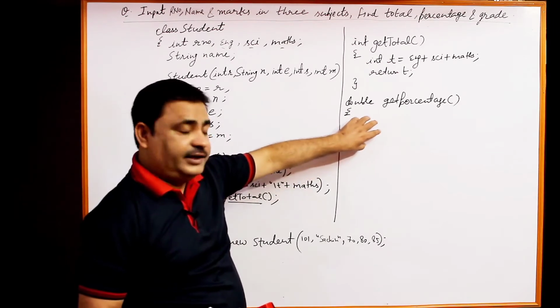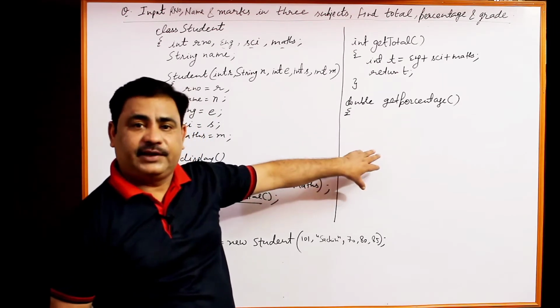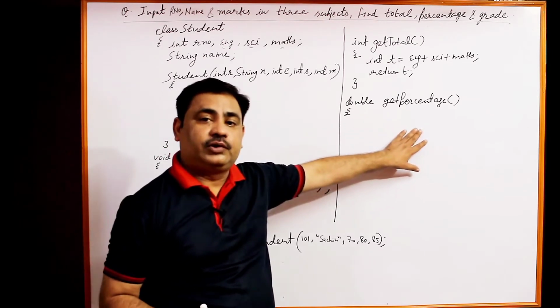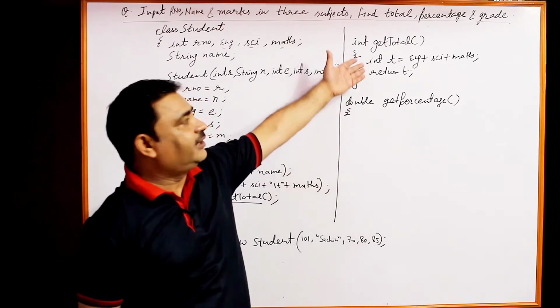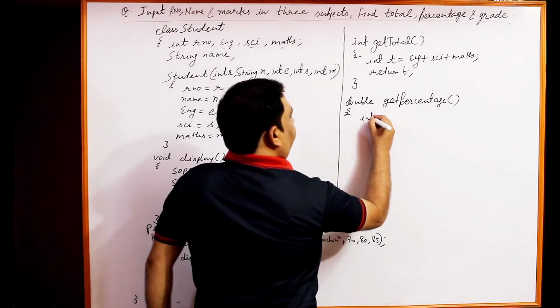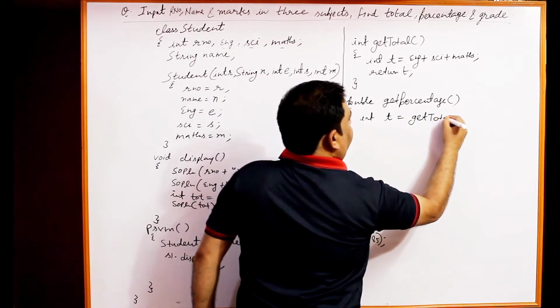Here it means we need to calculate the total first of all. Total is required, then only we can divide by 300 and multiply by 100. So there is no need to calculate the total again here. Just call the getTotal function here. int t equal to getTotal().